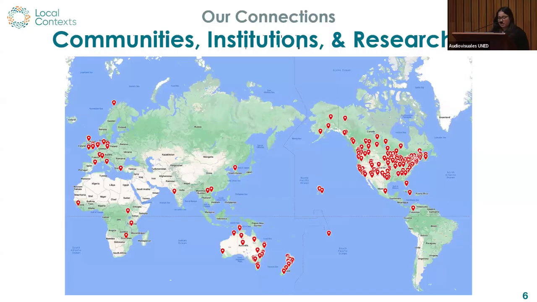And just to give a bit of an idea of how widespread interest and application of Local Contexts Labels and Notices have been, this map shows our global connections of communities, institutions, and researchers interested in or using the Local Contexts system. As you can see, our connections are especially strong in North America and Oceania, where our team is mostly based. We have largely been working in English, but are growing to support other languages as well as other geographical areas as our team continues to grow.